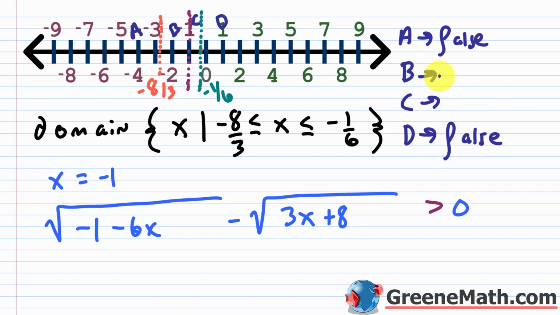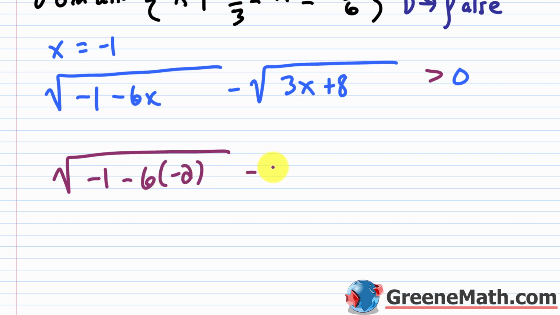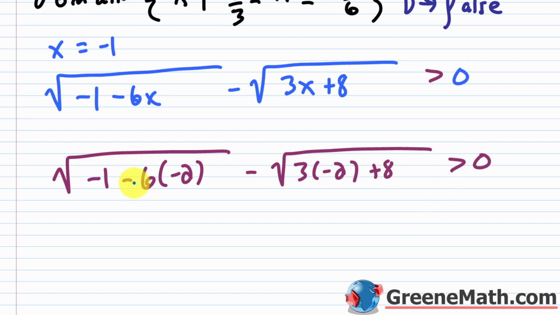So let's test something from region B. And then just for completeness, let's test something from region C as well. So in region B, you could use something like, let's say negative 2. You see that value's in there. I think that would be easy to work with. Let's just come down here. We'll come back up in a moment. So you'd have the square root of negative 1 minus 6 times negative 2, then minus the square root of 3 times negative 2, then plus 8. Is this greater than 0? So this right here would be positive 12. And so negative 1 plus 12 would be 11.